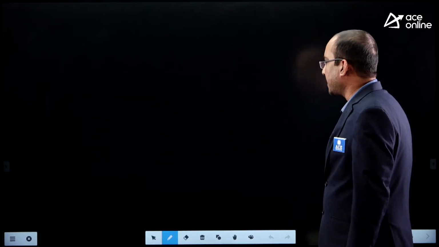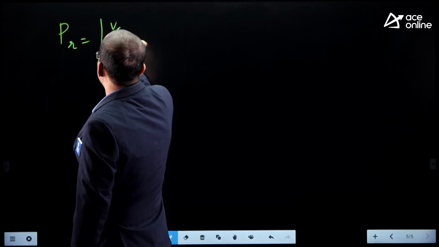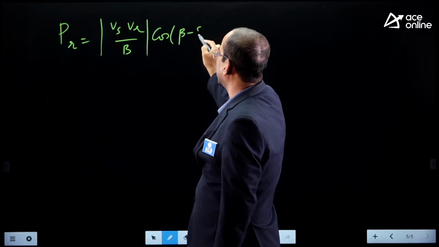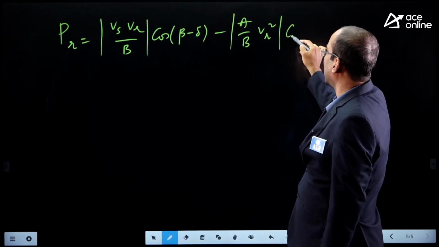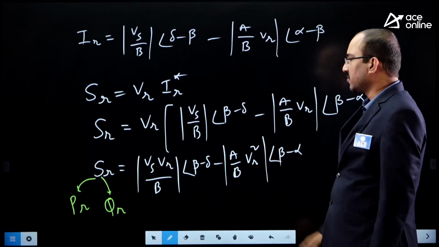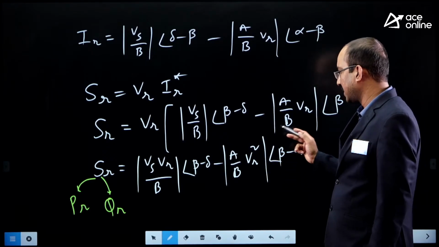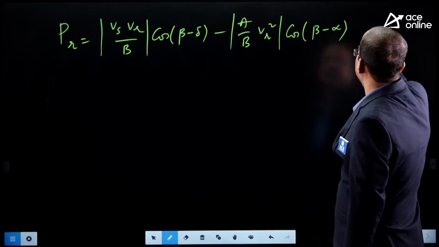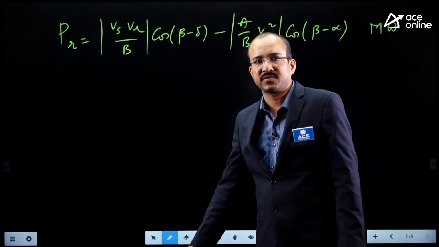So what is the real power transfer equation? Real power at the receiving end, PR is Vs VR by B cos of beta minus delta minus A by B VR square cos of beta minus alpha. So this gives the real power at the receiving end. This is the real part of the equation, and it gives the real power transfer in megawatt.